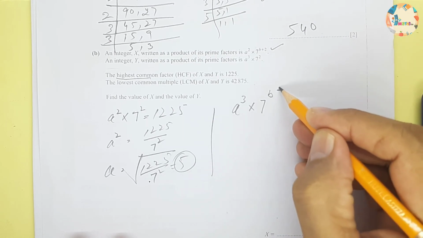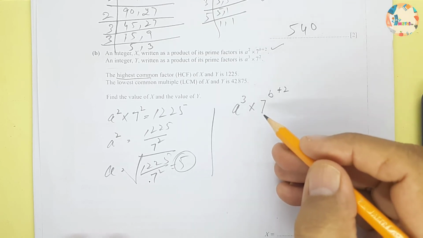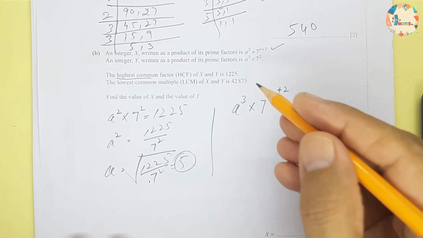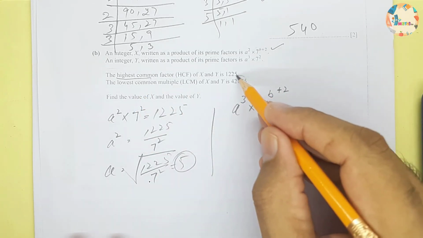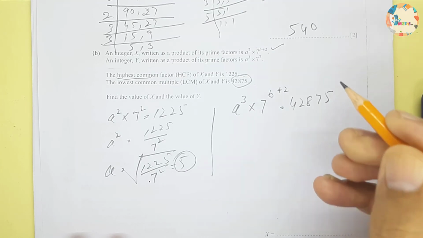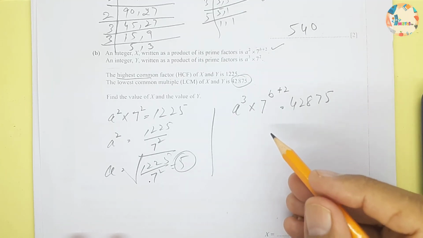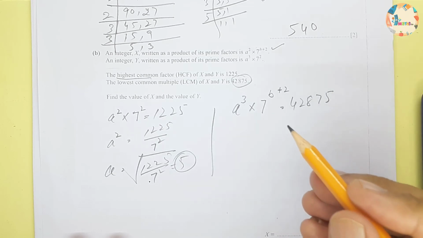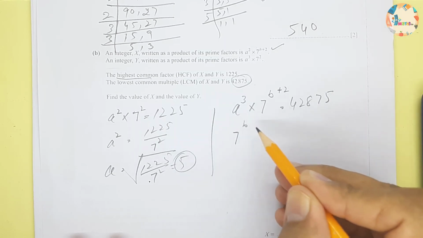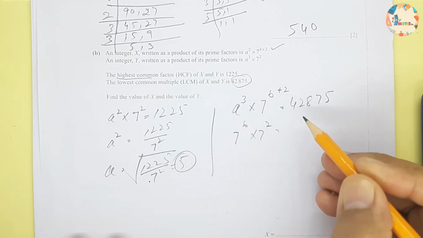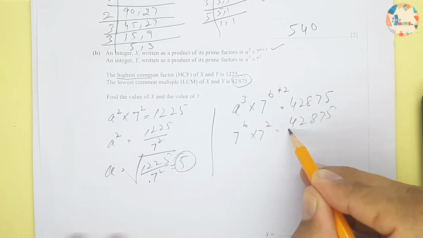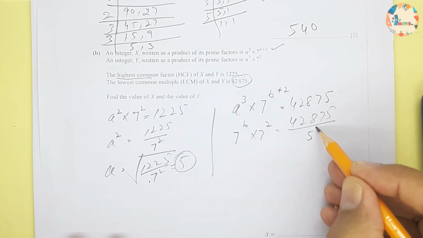So 7b plus 2 basically this. So we can check this. It is given that the least common multiple is equal to this one, 42875. And now we can write this as basically a 7b into 7 square is equal to 42875 divided by a cube, which will be 5 cube.